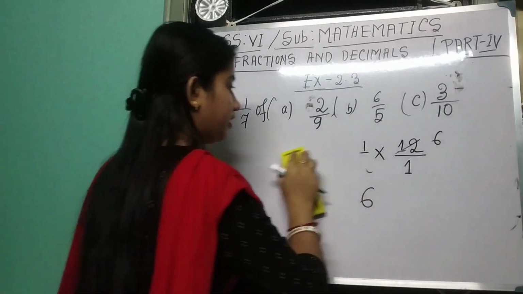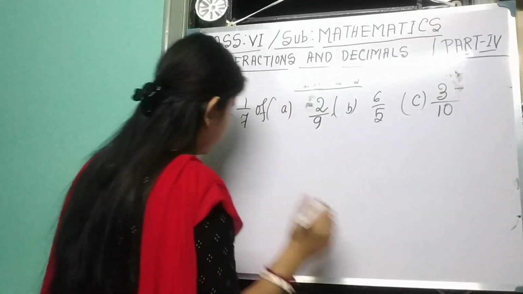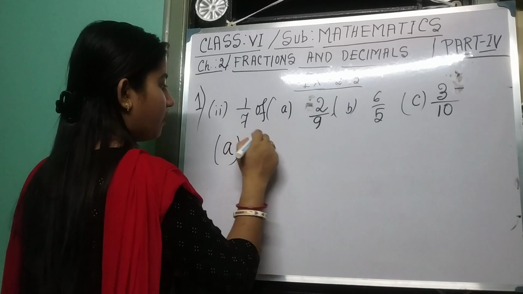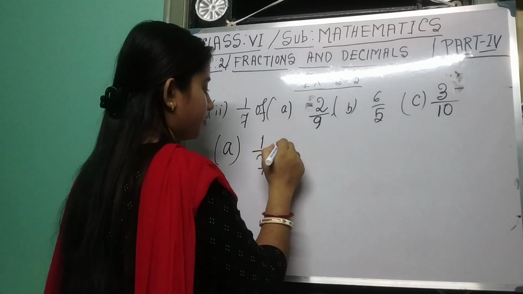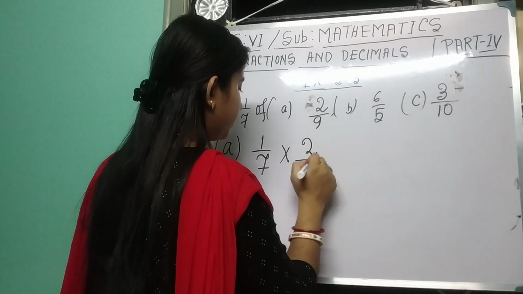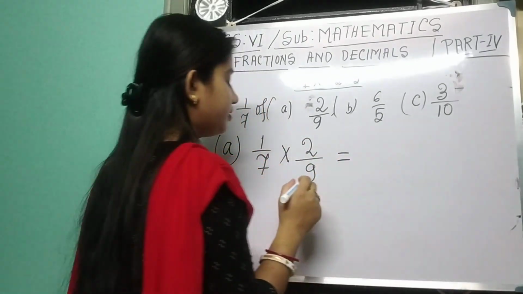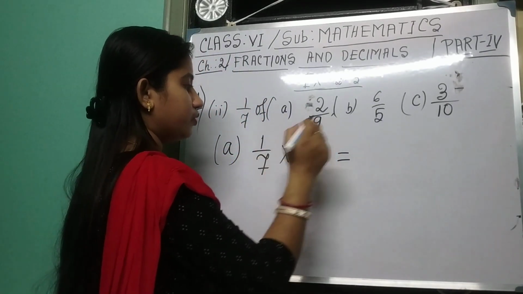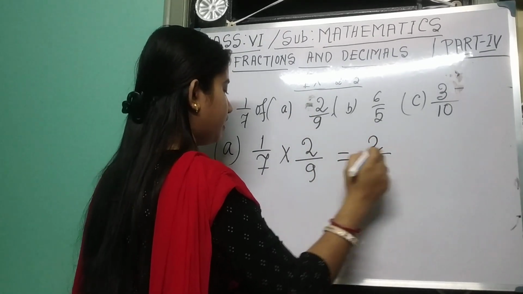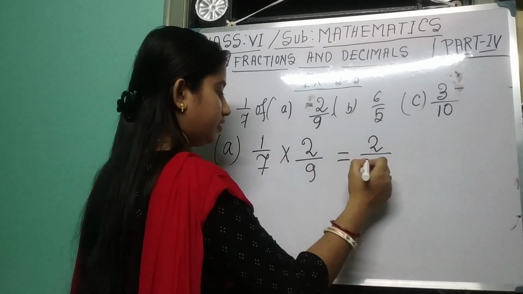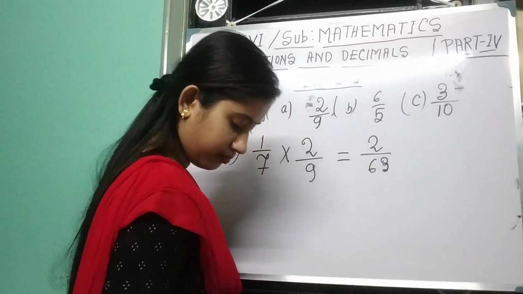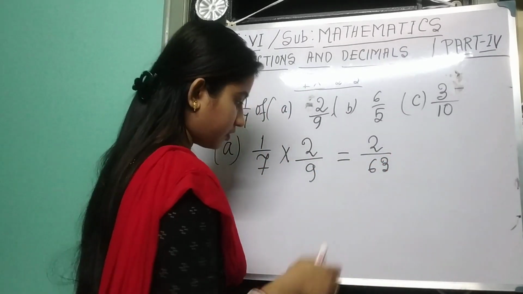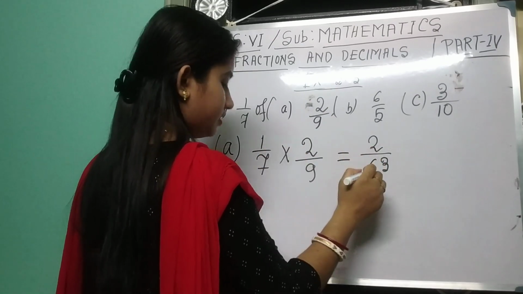Now first, part A: 1/7 of 2/9. 1/7 of means 1/7 times 2/9. Now we simplify: 1 times 2 is 2, and 7 times 9 is 63. So this is 2/63.